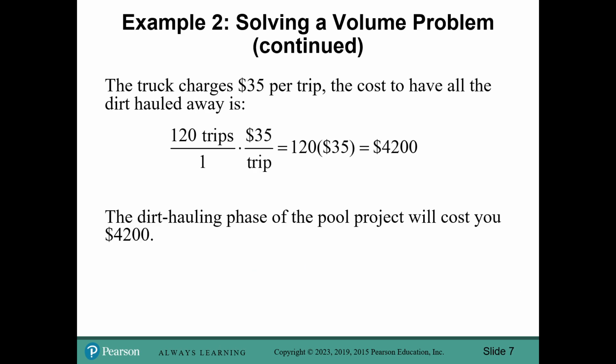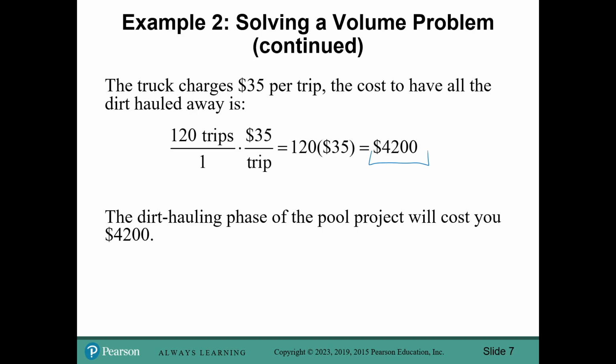Now, we're not done yet. Remember, each one of those trips costs $35 to make. So the truck's going to charge us $35 per trip, and that's the cost to have all the dirt hauled away. So 120 trips times $35 a trip basically tells us it's going to cost $4,200 to get the dirt from the swimming pool hauled away.